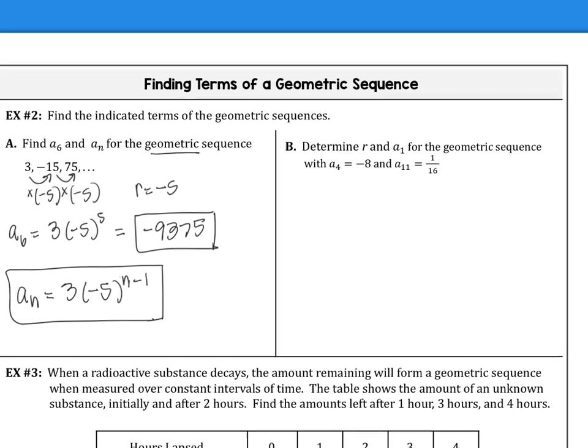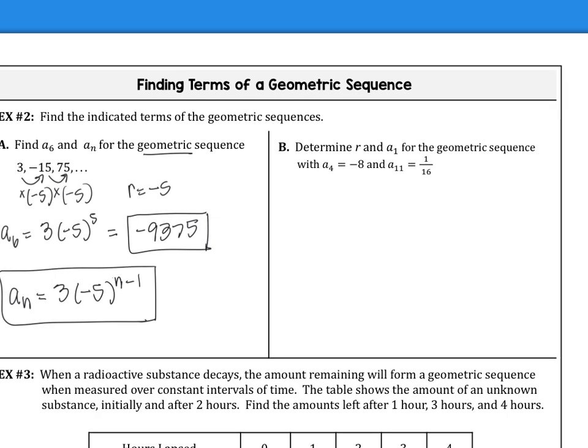Now in part B, determine r and a sub 1 for the geometric sequence with a sub 4 is negative 8 and a sub 11 is 1/16. So that means our 11th term, which is 1/16, can be found by saying the 4th term, which is negative 8, times r. Let's see, how many times is that? That'd be 7 times. You know how I got that? Because from 11 to 4, there are 7 steps. They're 7 apart. So that's where this 7 comes in.